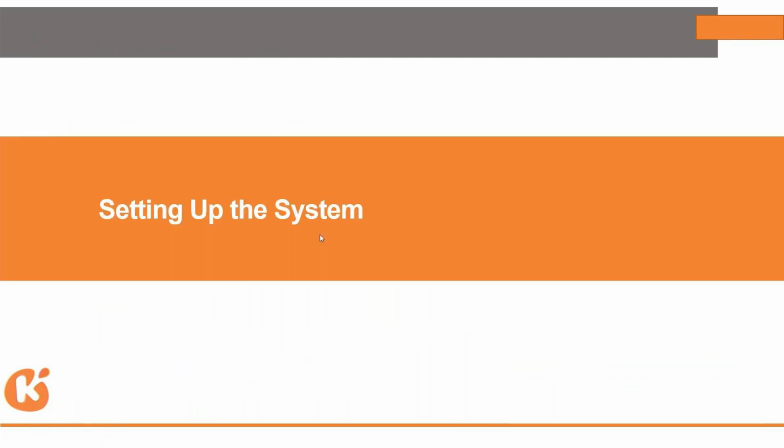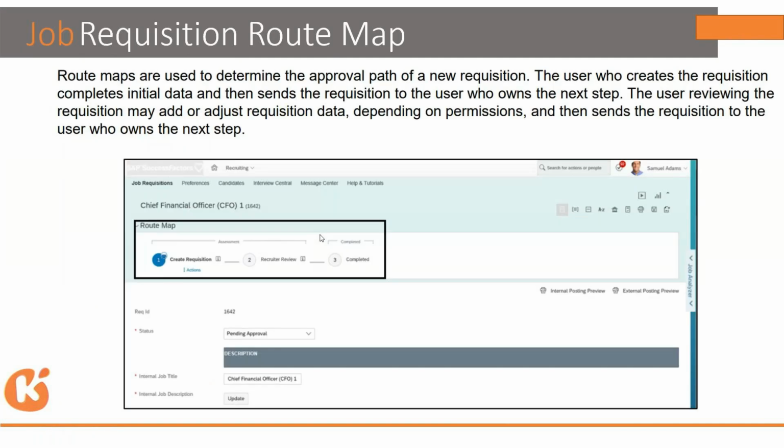And then let's see how we can do the setup in the system. So this is a route map. Route map plays a lot of important role, team. Route map is nothing, it's just a workflow.